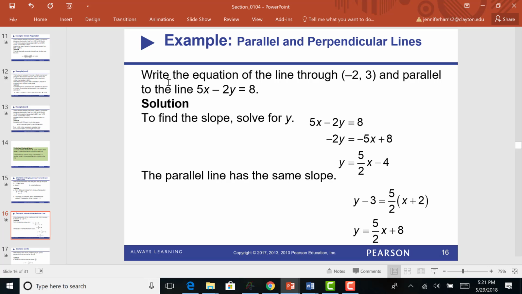Here's the third type. You're going to be given a point and an equation, and they want you to find a different equation. In this particular case, they want you to find one that is parallel. So third type, given a point and an equation, and they want you to find a different equation. All right, so with that said, let's do the math.